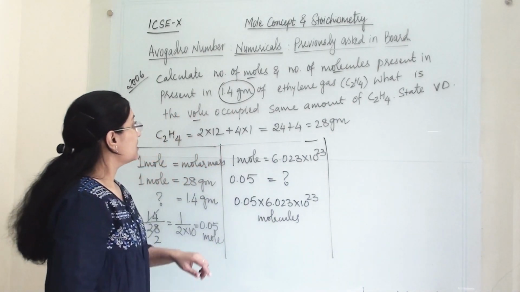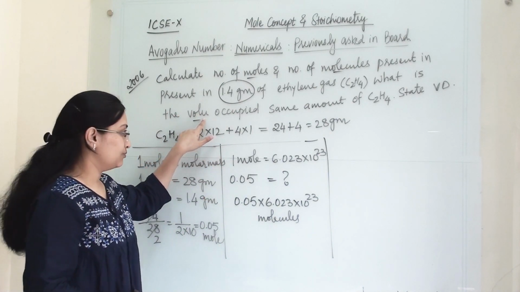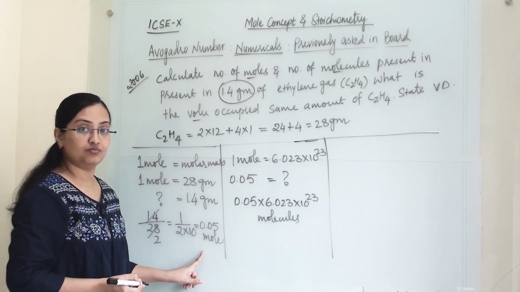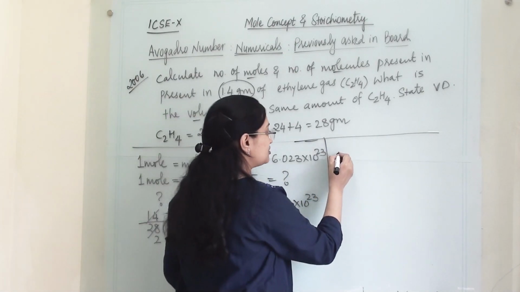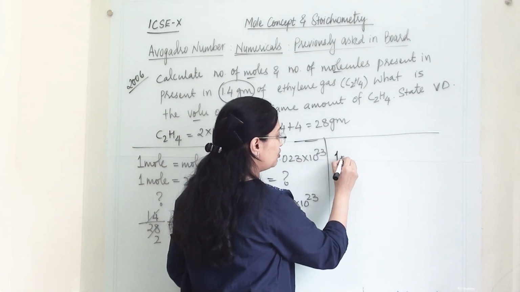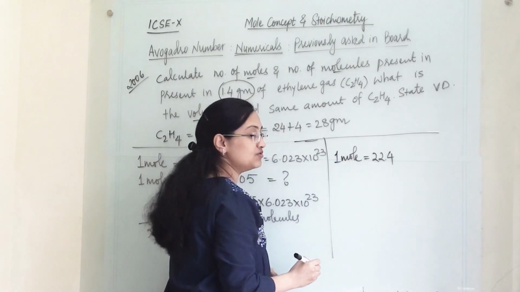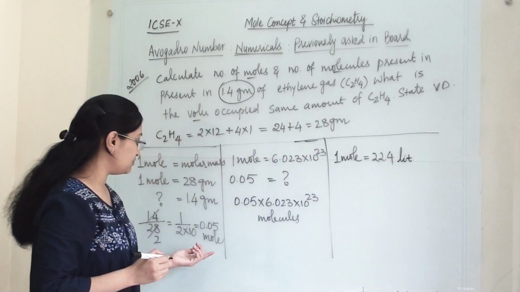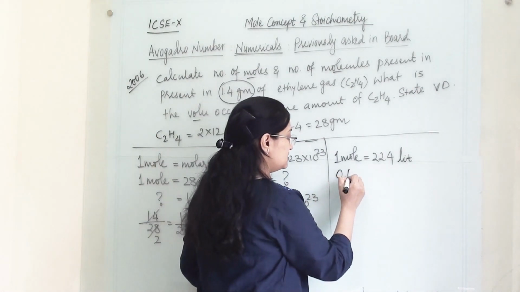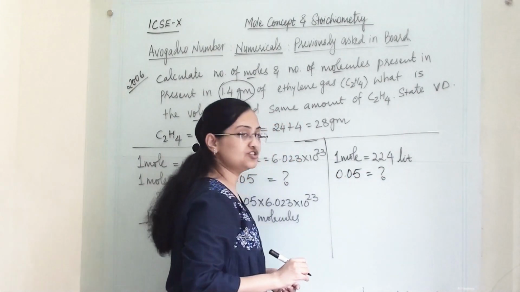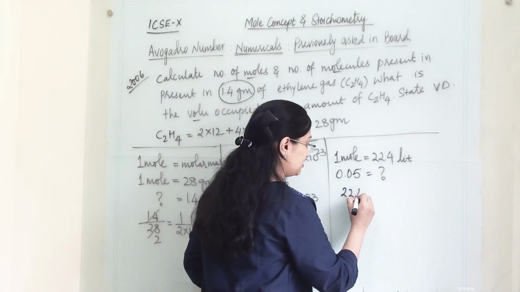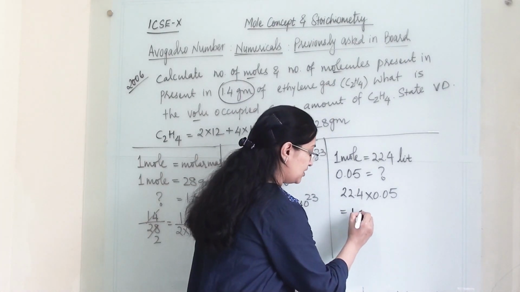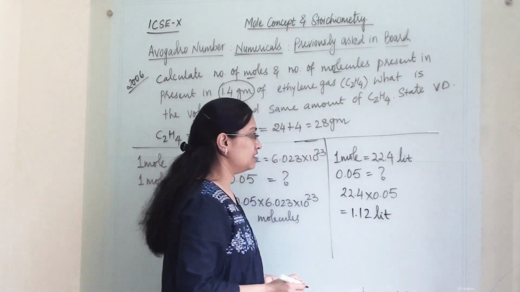Now third, we have to find out the volume. How can we find out the volume? We have number of molecules, we have number of moles. So from number of moles it will be easy to find out that 1 mole of any substance will occupy how much volume? 22.4 liter volume it will occupy. So how many moles do we have? We have 0.05 moles. Then how much will it occupy? So 22.4 into 0.05. So the answer is 1.12 liter volume it will occupy.